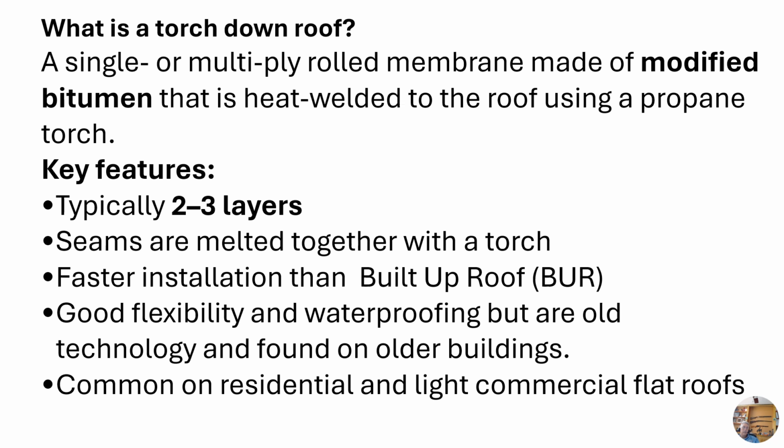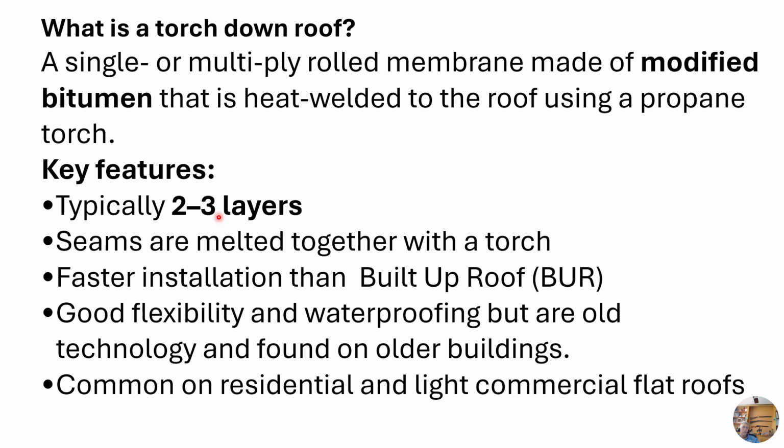I believe this is a torch down roof. So what is a torch down roof? Commercial flat roofs are different than homes, and this is probably the biggest difference I can think of. A torch down roof is a single or multiply rolled membrane made of modified bitumen that is heat welded to the roof using a propane torch.